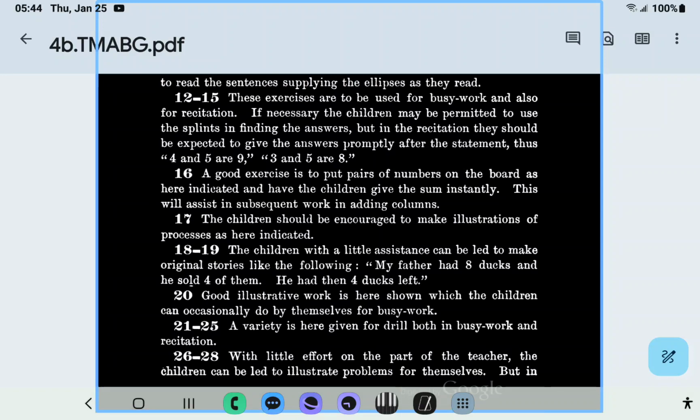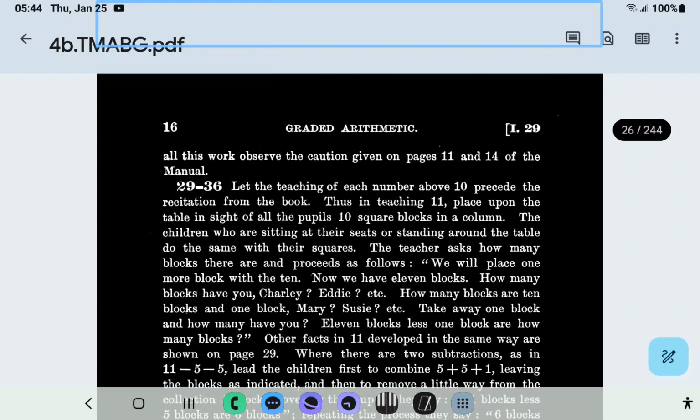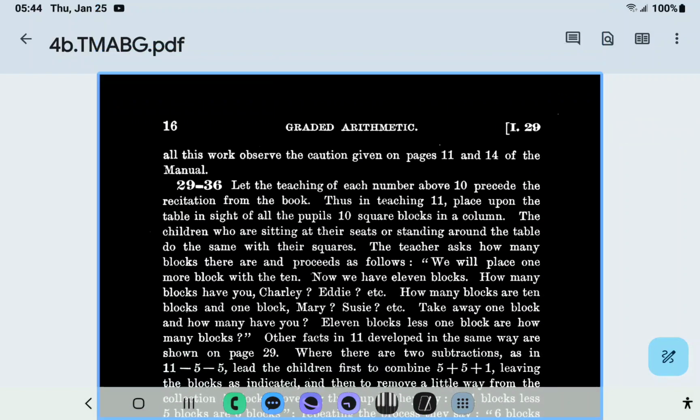Pages 26 to 28: With little effort on the part of the teacher, the children can be led to illustrate problems for themselves. But in page 26 of the Graded Arithmetic, in all this work, observe the caution given on pages 11 and 14 of the manual. And that concludes as far as I need to read up to.